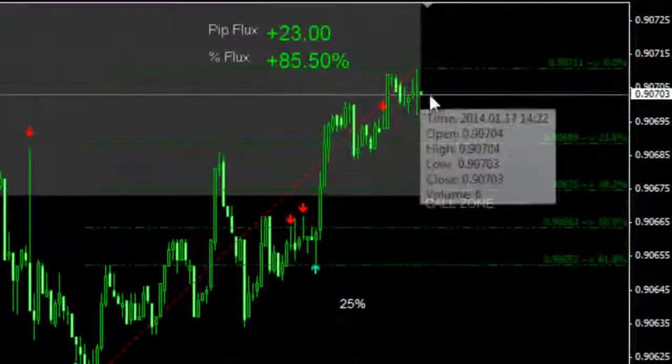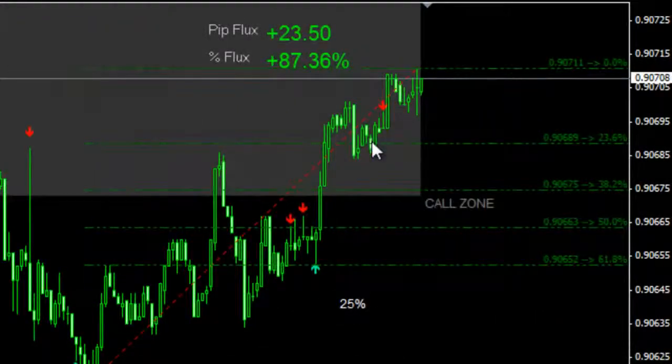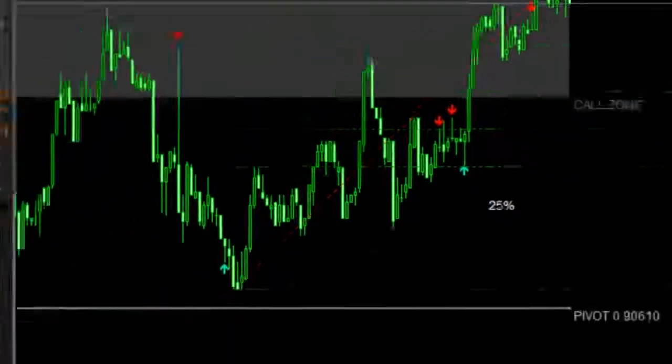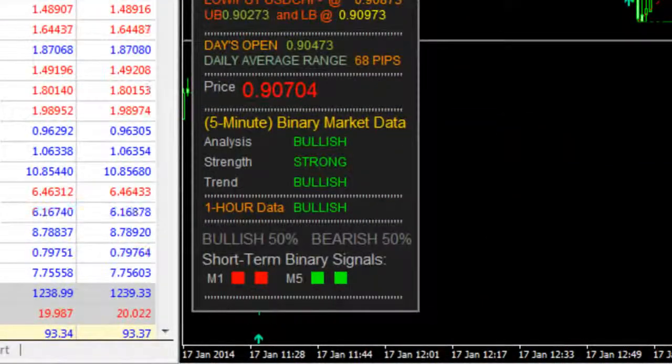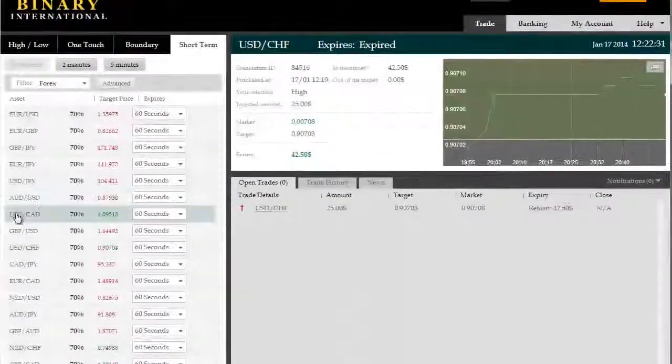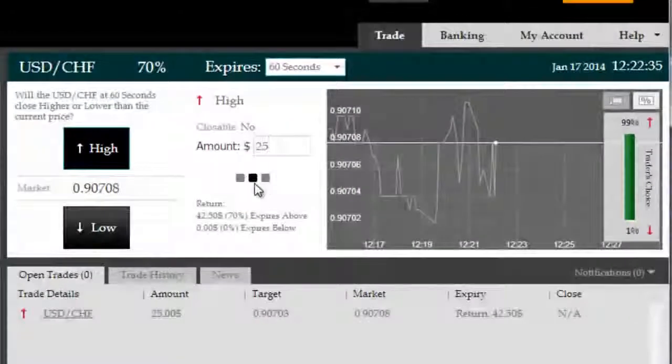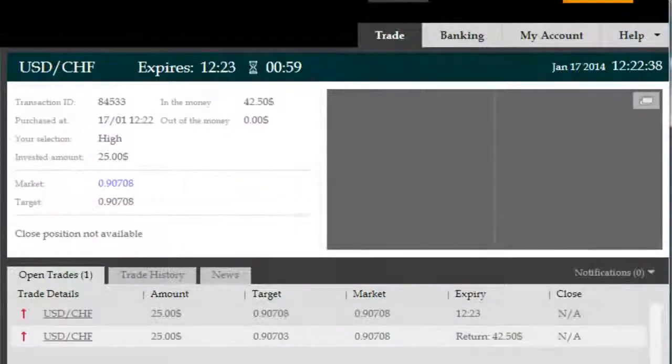So we see price fluctuating here, deciding whether to go up or down. That near-term support is proving quite good. So here's another bounce coming up. What we're going to do is take it into account. We have a bullish 5-minute probability. We're going to go to USD CHF, click high again, $25 investment, and buy that option and see what happens.